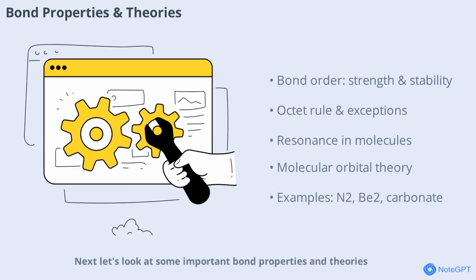Next, let's look at some important bond properties and theories. Bond order tells us about bond strength and stability. The higher the bond order, the stronger the bond. For example, N2 has a bond order of 3, making it very stable. The octet rule explains why atoms form bonds. They seek to achieve 8 electrons in their outer shell like noble gases. However, there are exceptions, such as molecules with odd numbers of electrons or expanded octet.